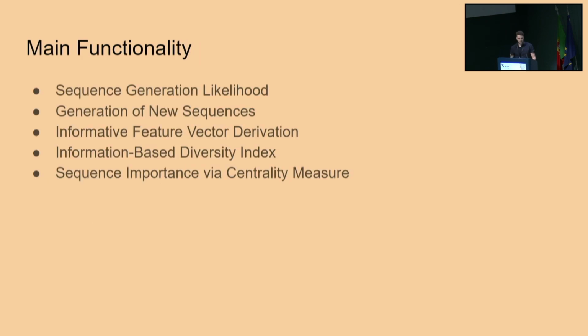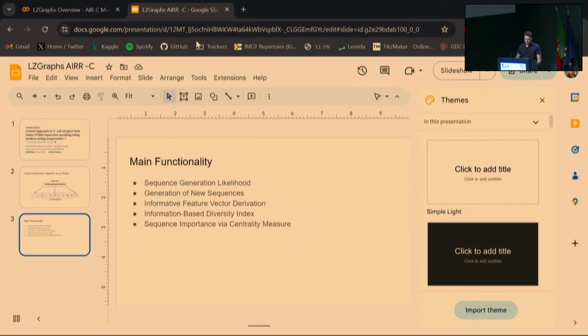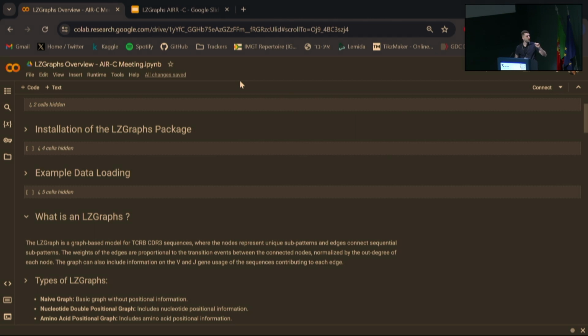So the main aim of my presentation today is to get you familiar with some of the functionalities we provide in our library, which is sequence generation inference, generation of new sequences, informative feature vector derivation, information regarding diversity of repertoires, and a new way to measure sequence importance using the centrality measure. And I'll just note that the notebook here will be provided. I'll attach it somehow to this session, and it provides very detailed and very broken down explanations about everything I'll mention here rather quickly.